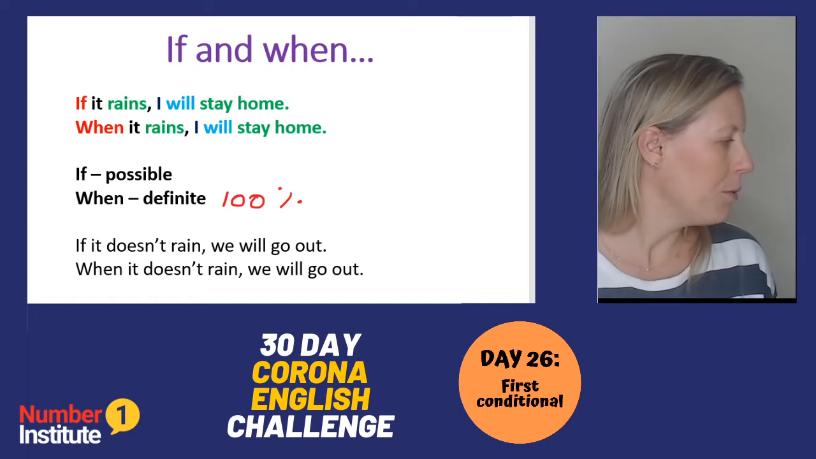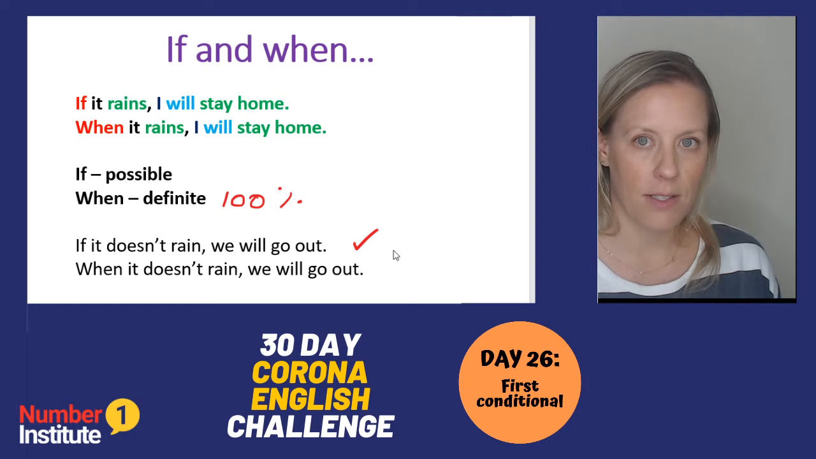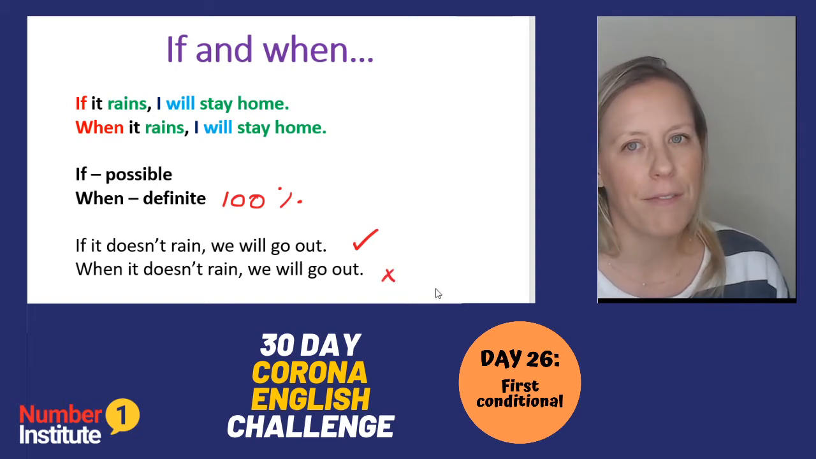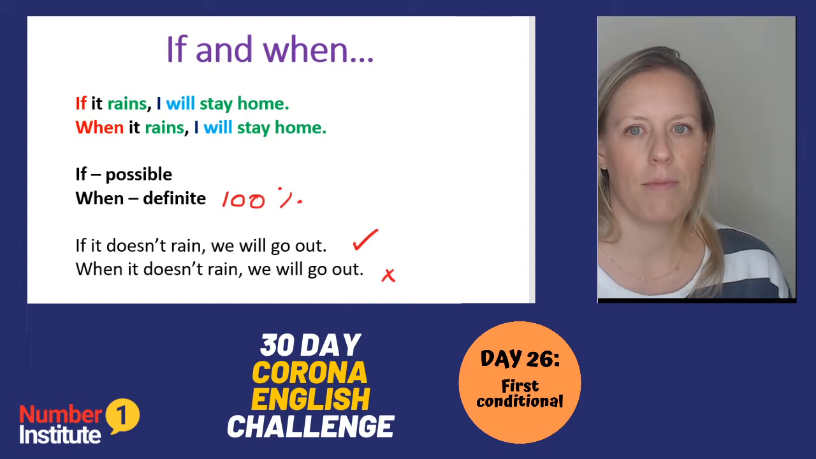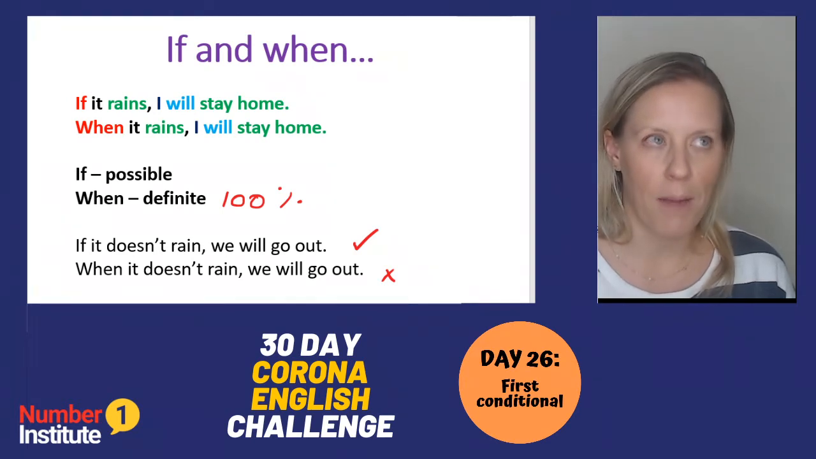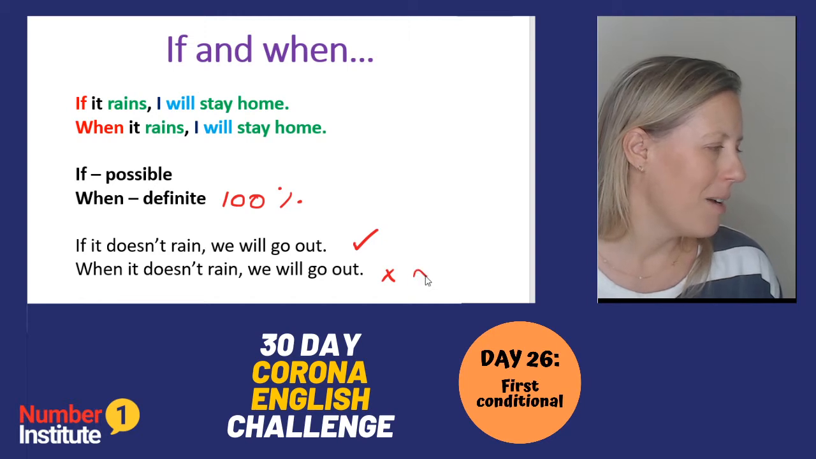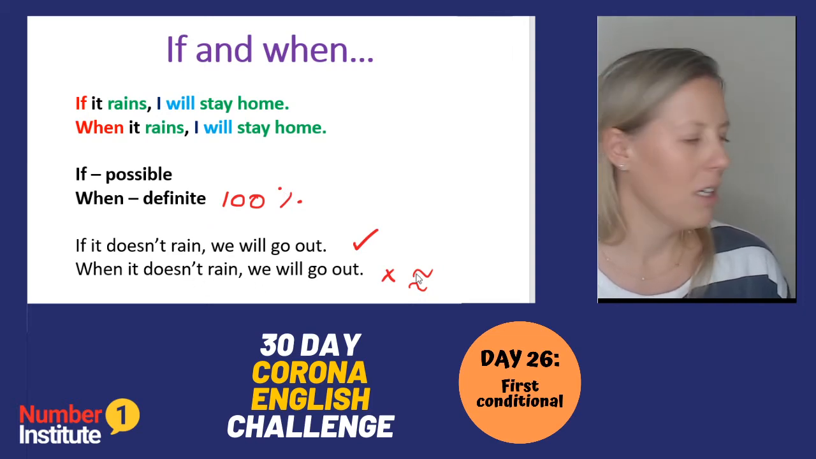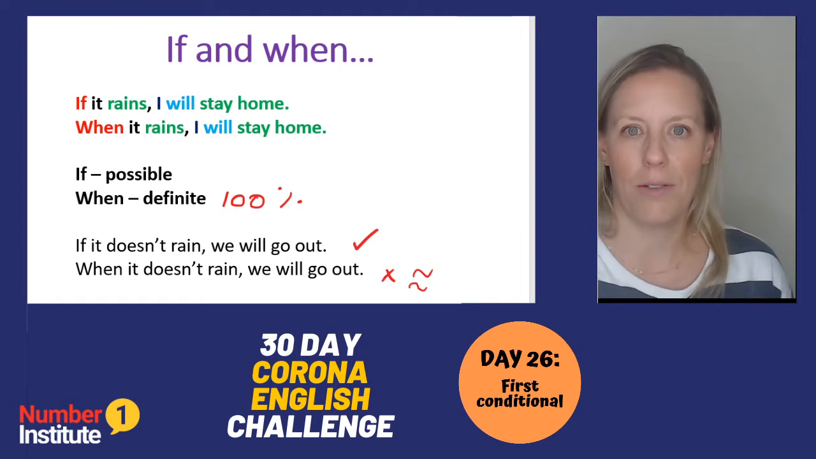Okay, so in the bottom two sentences, one of these is wrong. So if it doesn't rain, we will go out. That's correct. When it doesn't rain, we will go out. That's wrong or very unlikely. Most of the time it doesn't rain, but maybe if you live somewhere where it rains all the time, all day, all night, 24 hours, then this one is possible, so I'll say maybe. But when it doesn't rain, we will go out means it's raining all the time, and then when it stops, we go out. Okay?